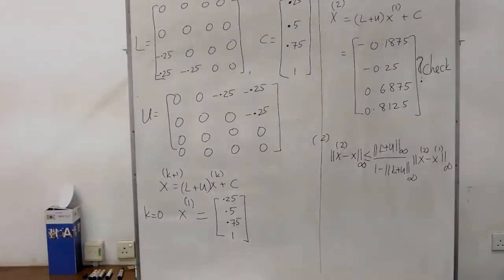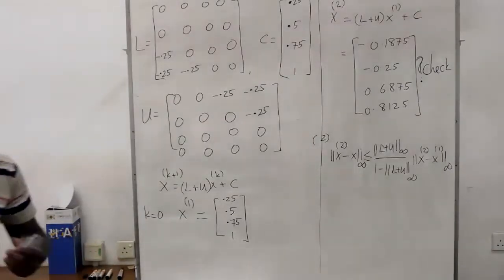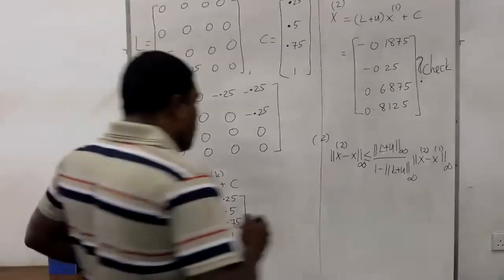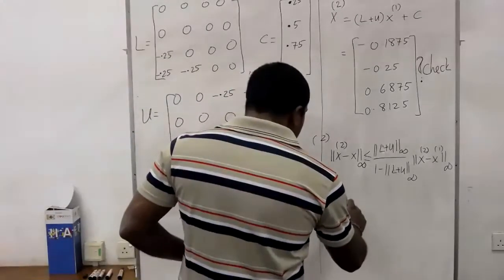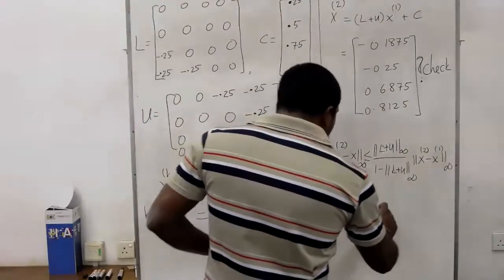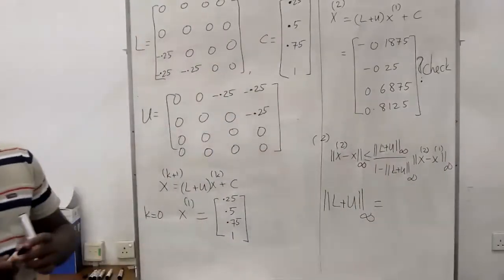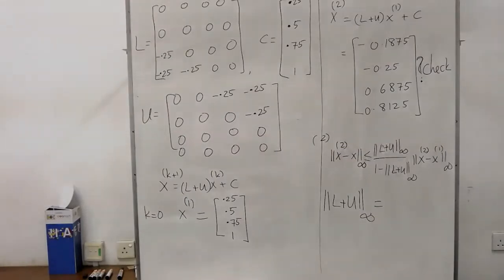So you have to find the infinity norm of L plus U, and then the infinity norm of x2 minus x1. Because I already have L and U here, let me find the infinity norm of L plus U. The infinity norm of L plus U is the maximum of row sums. When you add L and U together, you take the sum of the absolute values of each term in each row, and then you take the maximum.